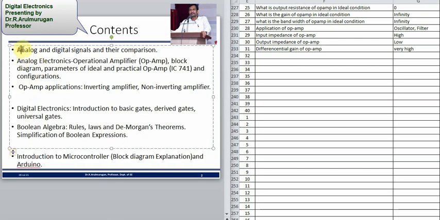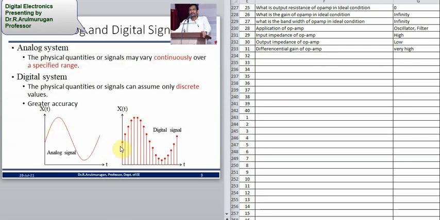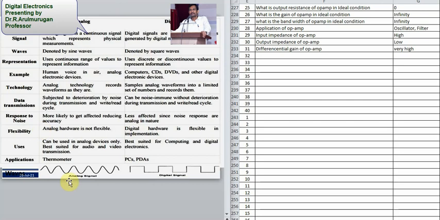First, the analog and digital signal comparison. A digital signal has discrete values, while an analog signal is continuous over a specific range. Digital signals give greater accuracy, like the digital clock. Further points I am going to show you here. See, here is an analog signal, here is a digital signal. It will come like this.